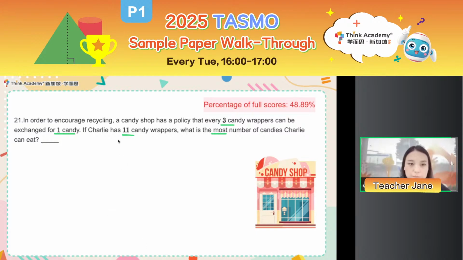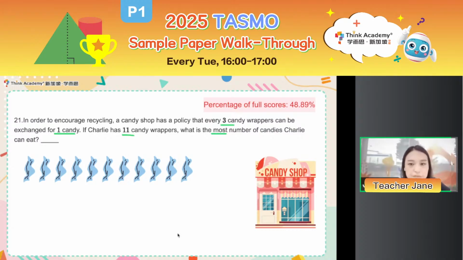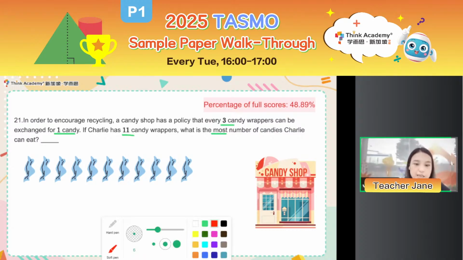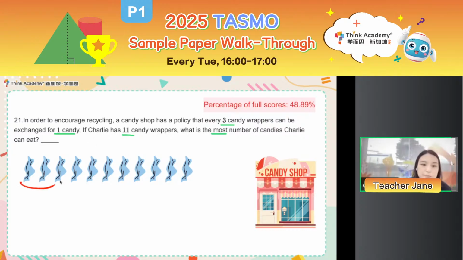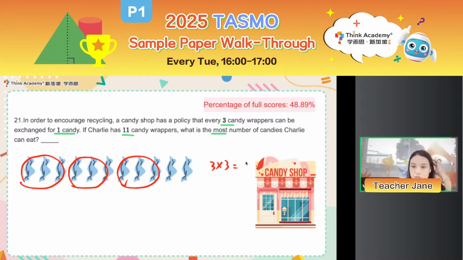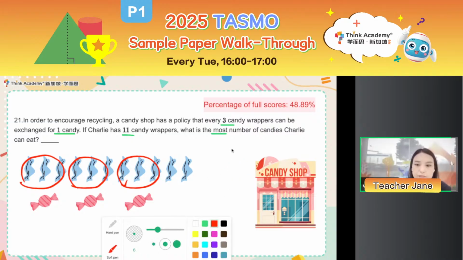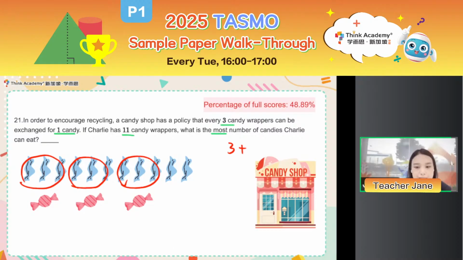Okay, so everyone, this time let's take a look. A candy shop has a policy that 3 candy wrappers can be exchanged for 1. Okay, and right now we got 11 candy wrappers. What is the most number? Okay, so let's see. This time, what we're gonna do is just to think about how many groups of 3 can we have. We know 3 groups of 3 is 9, right? 3 times 3 give us 9. So at most, we can redeem 3 candies, right? Okay, so right now we already get 3 candies. Let's label this. Right now we already get 3.